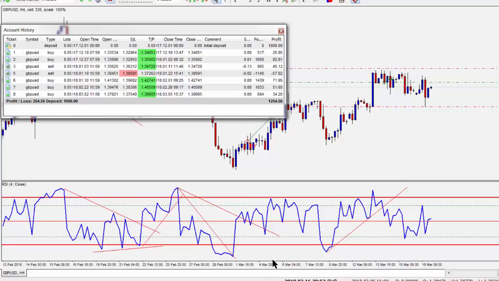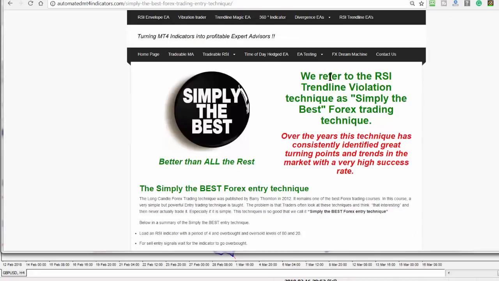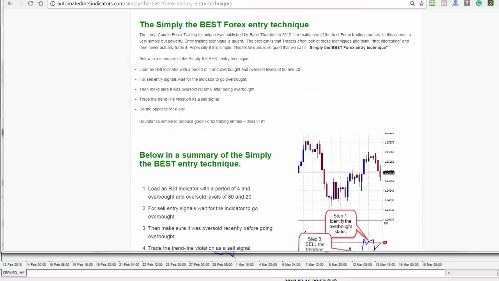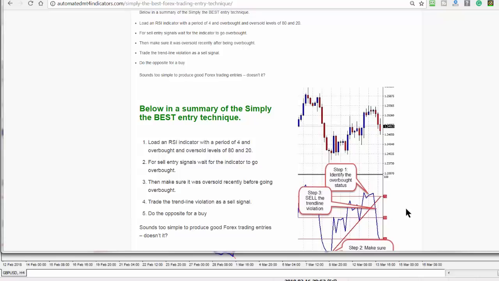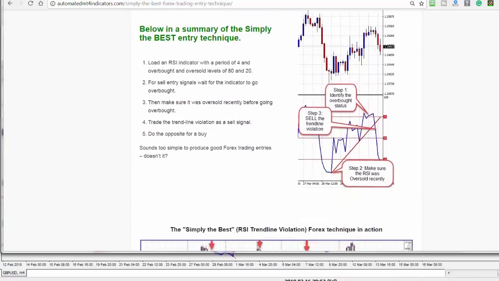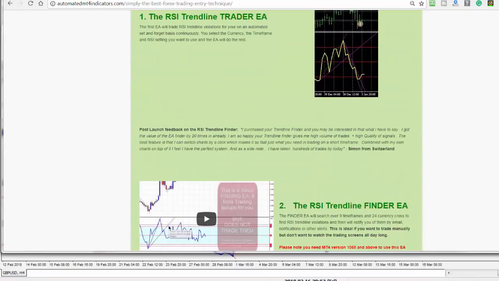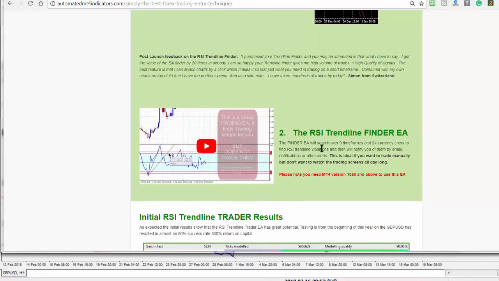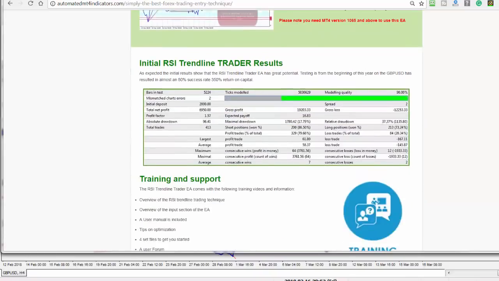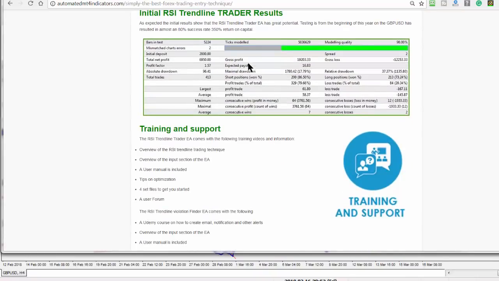But we have automated this technique, and I'll just show you it very quickly. So here's the EA. It's the RSI trendline violation EA, and it works on exactly what I've explained here, how the entry signals work. And there you can see the EA basically in action, and you can also watch some videos to see how it works. And the success rate is pretty high on this one.